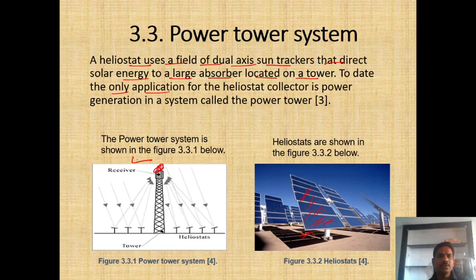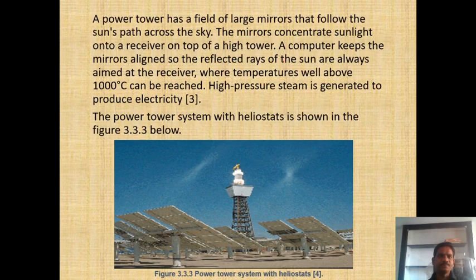So to date, the only application for the heliostat collector is a power generation system called a power plant. और यहाँ पे हमको टेम्परेचर भी बहुत ज़्यादा मिलेगा, वेरी हाई 700 डिग्री सेल्सियस टू 1000 डिग्री सेल्सियस टेम्परेचर will be generated inside the central receiver system और पावर टावर सिस्टम.